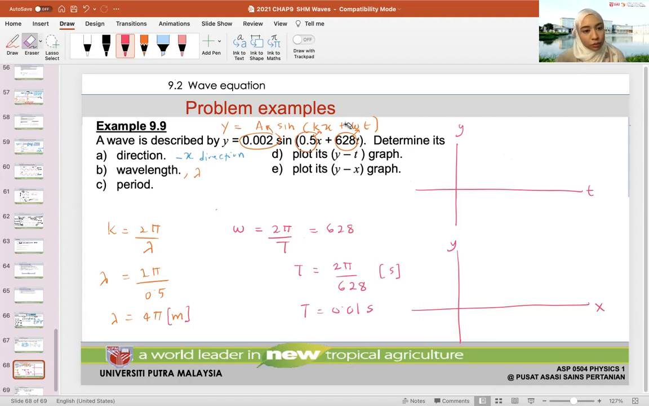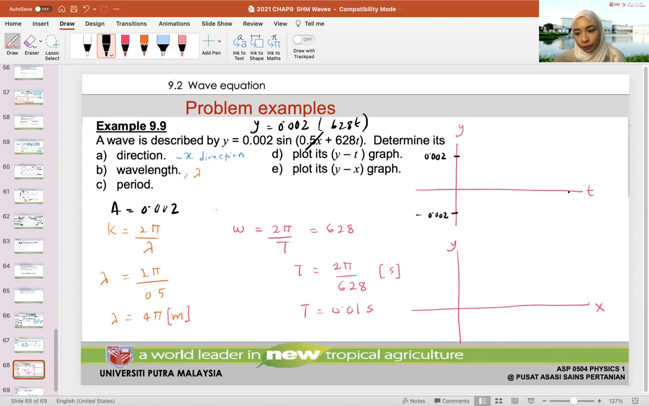So let's do both. First, I'm going to do the y-t graph. That means x must be zero, so remove this term. y equals 0.002 sine 628t. This is the equation that we will plot. We know the period for one cycle is 0.01. The amplitude is 0.002, so we can plot that here, 0.002 and minus 0.002.